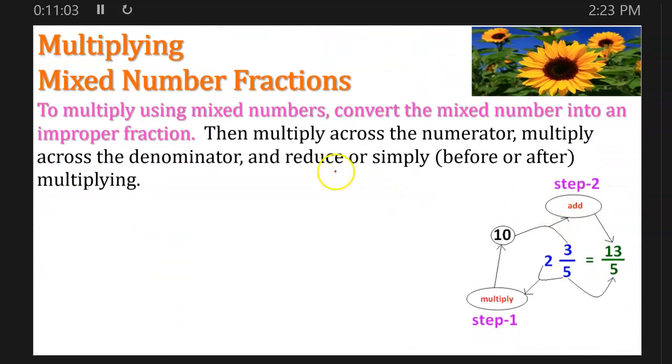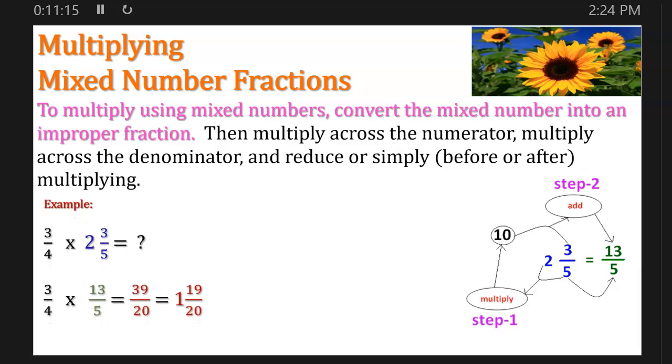Multiplying mixed number fractions. To multiply using mixed numbers, convert the mixed numbers into an improper fraction, then multiply the numerator across and then the denominator. Reduce or simplify before or after multiplying. So here we have 3/4 times 2 and 3/5.